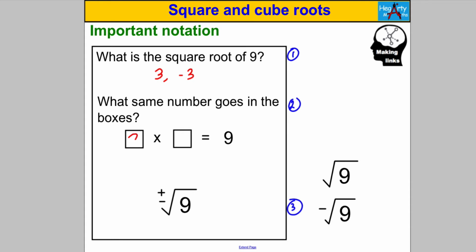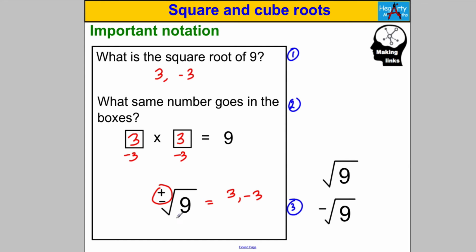Here would be 3 multiplied by 3 could be one set of answers, or negative 3 multiplied by negative 3. And here, because we've got the positive and negative sign, we are getting asked what is the positive square root of 9, which is 3, and what is the negative square root of 9, which is negative 3.